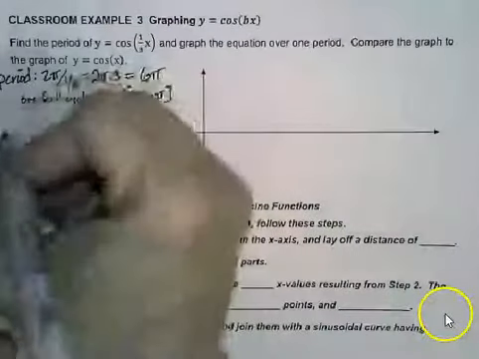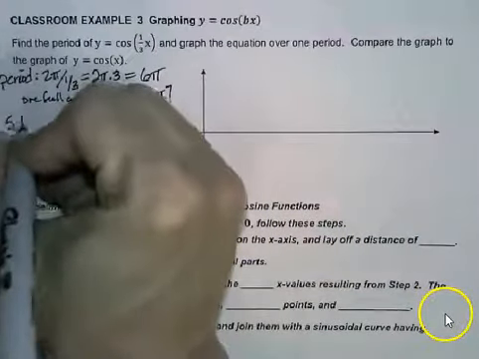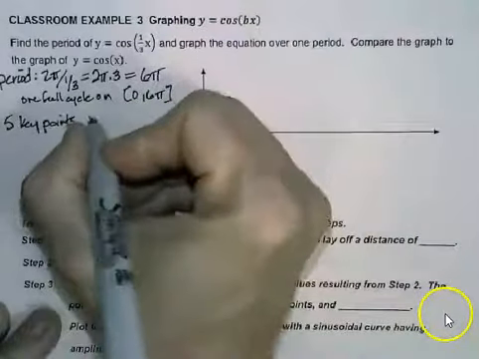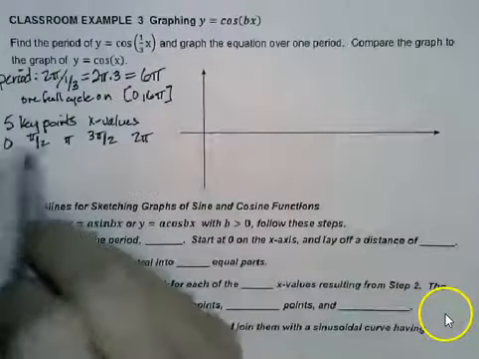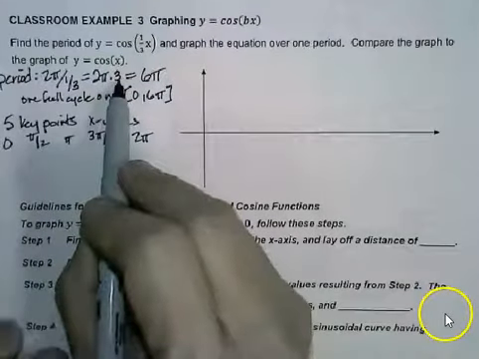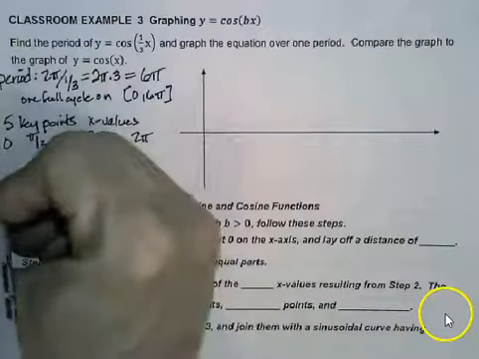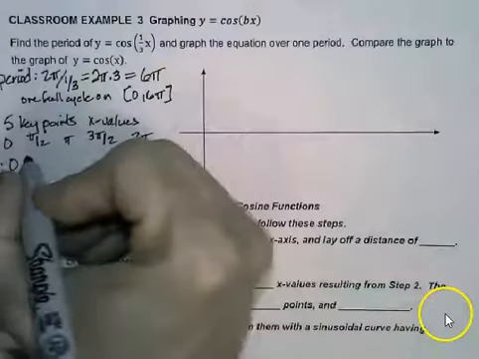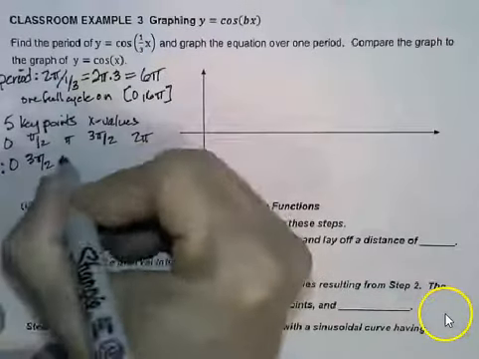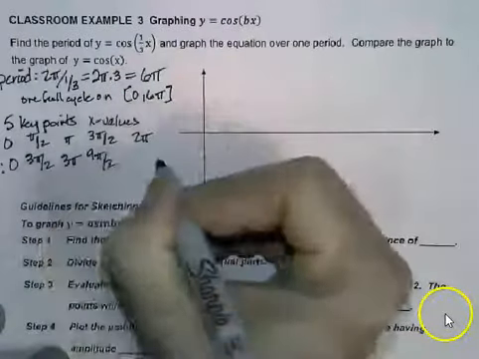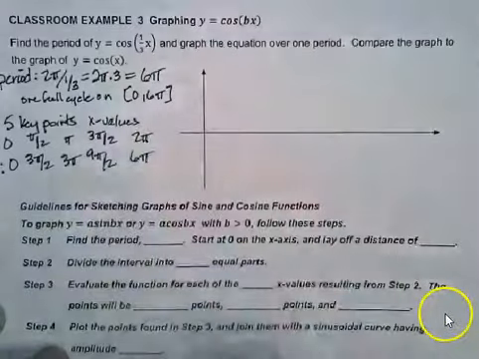Now let's do the same thing with our 5 key points. We're just talking about affecting the x values here, so I'm only going to write down the x values of the points. We're going to take each one of these x values and do the same thing we did with our period, which was we ended up multiplying it by 3. So if we multiply each one of these by 3, we get 0, 3 pi over 2, 3 pi, 9 pi over 2, and 6 pi.